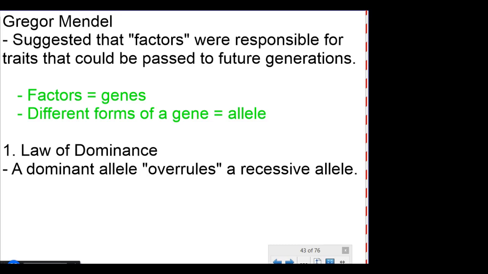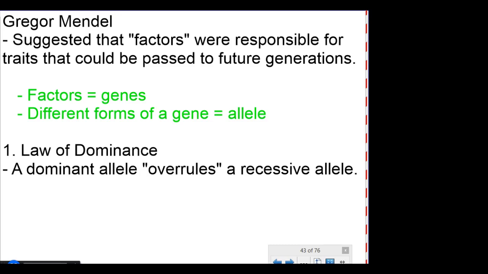Gregor Mendel suggested that there was something in an organism that was being passed down from one generation to another generation. We didn't know what that was. He just called it a factor. Now we know that those factors are DNA, pieces of DNA that we call genes.